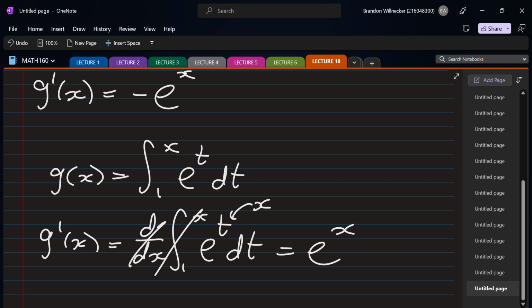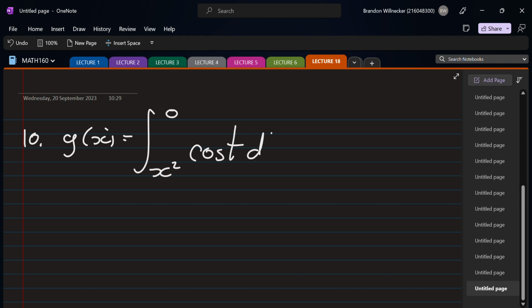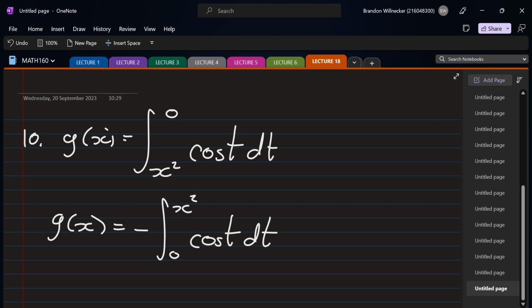Okay. Last one, number 10. So we have g of x, that is equal to the integral from x squared to 0 of cos of t dt. Same issue as before, the x squared is at the bottom. We want the x terms to be at the top. We swap the bounds and we put a minus sign. So g of x, that's minus the integral from 0 to x squared of cos of t dt.